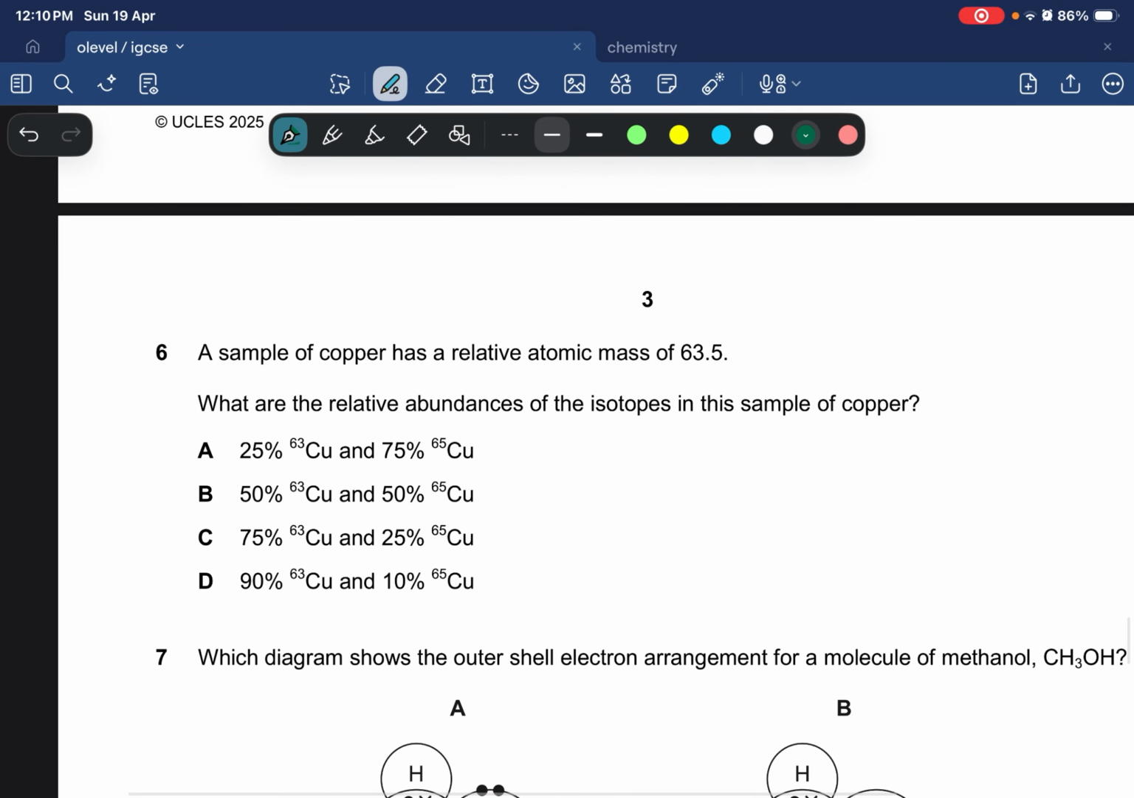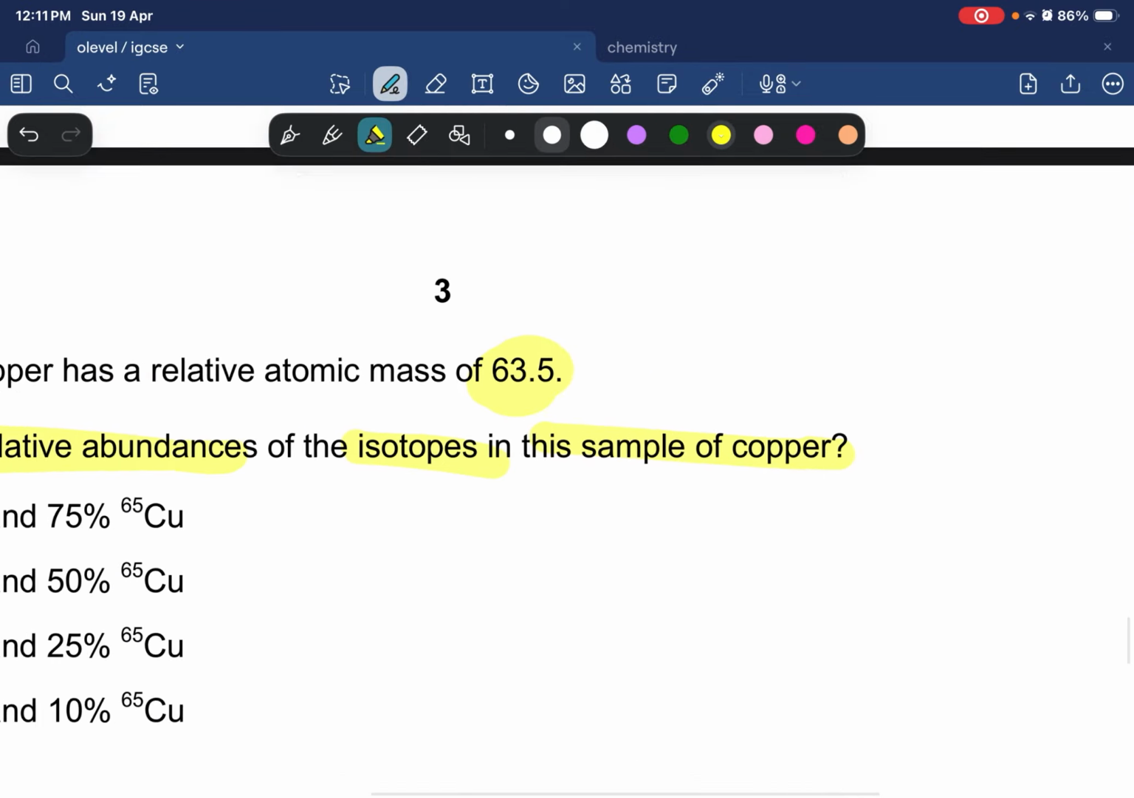A sample of copper has a relative atomic mass of 63.5. What are the relative abundances of the isotopes in the sample of copper? Okay, 63.5. Just by looking, you can tell it's option C, 75 and 25. But I'm going to do the entire chemistry with you. How do you do it?